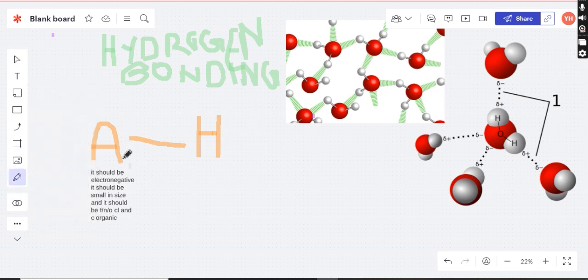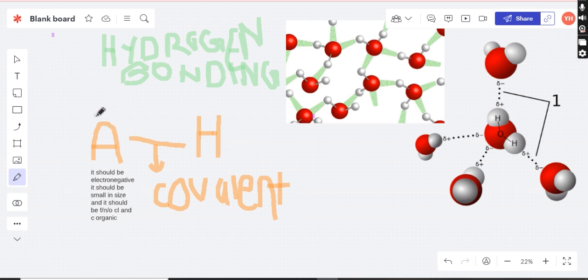Okay, so this is a molecule, but don't say that this is a hydrogen bond, because this is covalent bonding, between hydrogen and an atom A. This is the criteria that it should follow. This is a covalent bond. Covalent means strong bond, right?